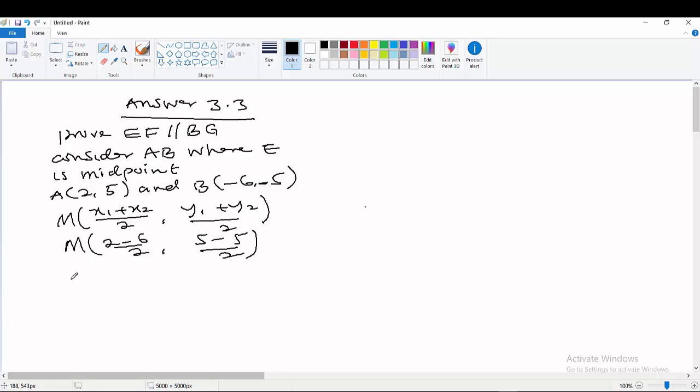So we now have the midpoint. The midpoint will be equal to (-4/2, 0), which is equal to (-2, 0). So our midpoint is (-2, 0). Therefore, since E is the midpoint of A and B, the coordinate for E is (-2, 0). That is the coordinate of E.